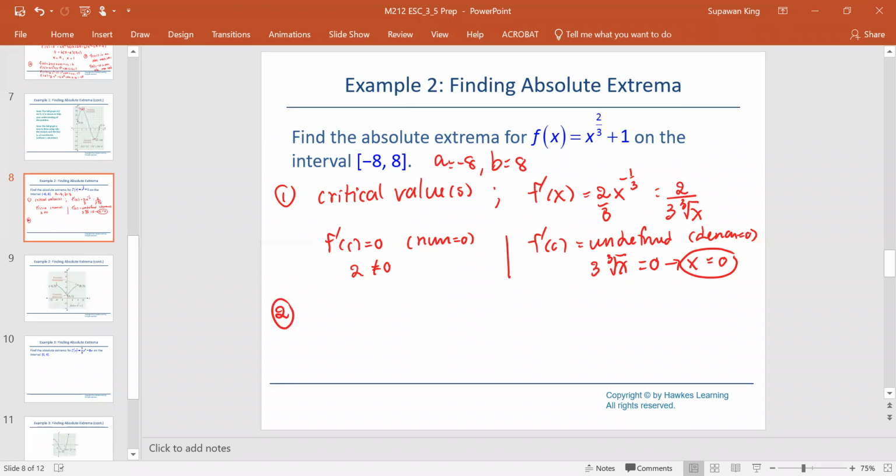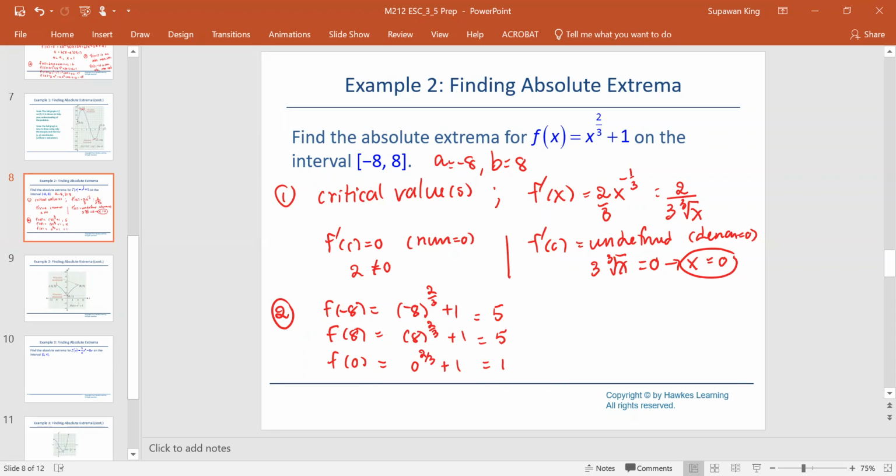Step 2, find the function value at the two endpoints, f at negative 8 and f at positive 8, and the function value at all critical values, which is x equals 0 for this function. So f at negative 8 is negative 8 to the power 2/3 plus 1, and gives us positive 5. For f at 8, 8 to the power 2/3 plus 1 also gives the number 5 as a function value. F at 0, 0 to the power 2/3 plus 1 equals 1.